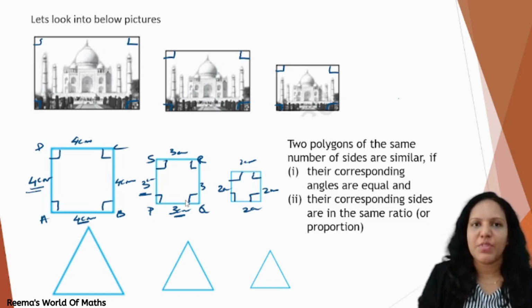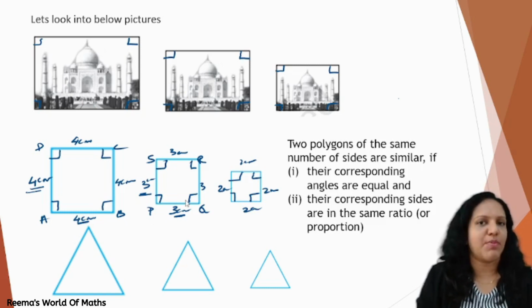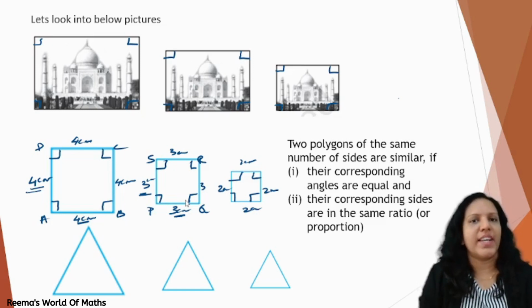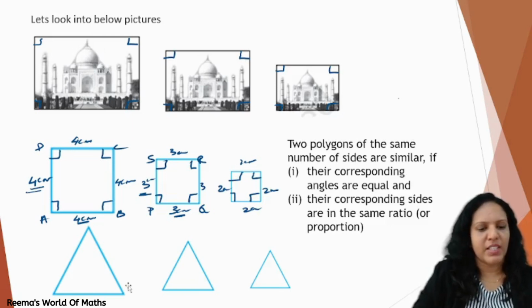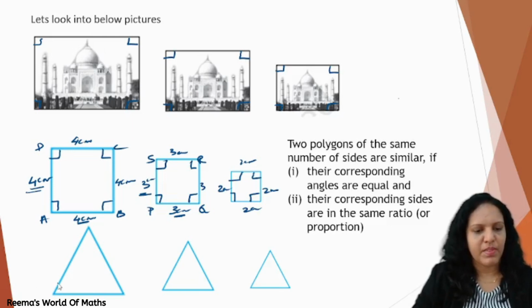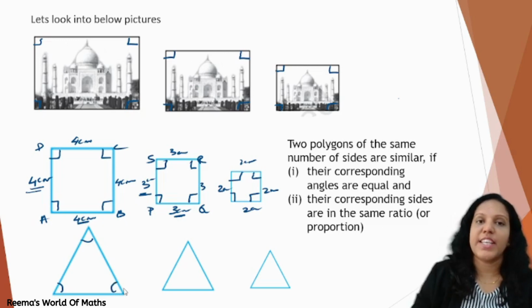Even though the size is different, the corresponding angles are always right angles. So all squares are always similar. Let's look into three different size triangles. The first triangle, let's assume this is an equilateral triangle.